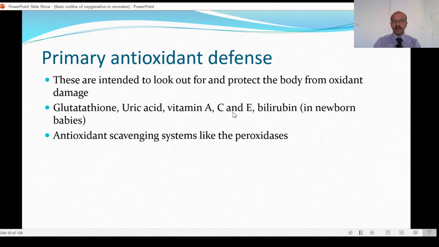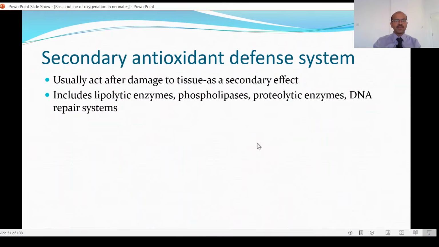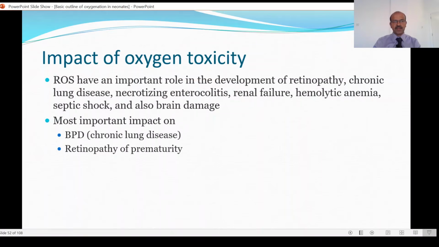Remember that the reactive oxygen species are part of the defense against infections as well through the phagocytes, and that's why too much inhibition is also to be monitored carefully. So we also have the antioxidant scavenging systems like the peroxidases. In terms of secondary defense, these usually act after damage to the tissues, and these include the lipolytic enzymes, phospholipase, the proteolytic enzymes, and the DNA repair systems.